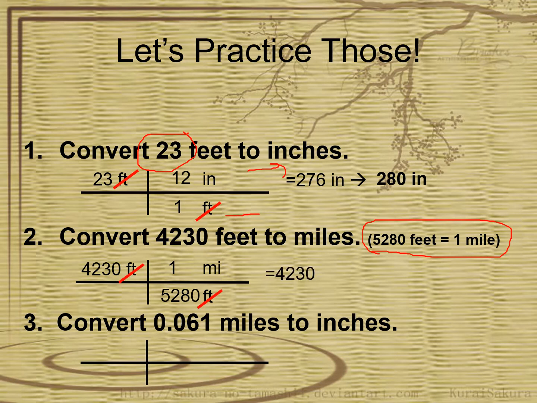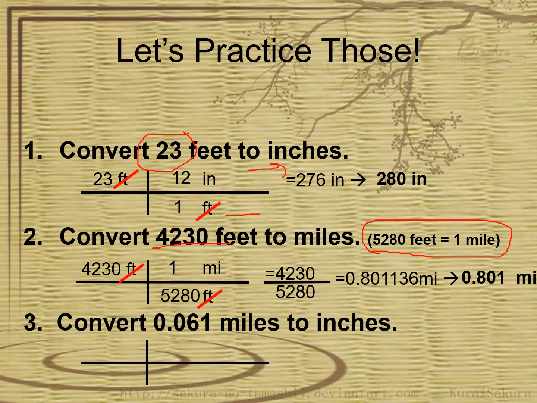The feet cancel out. Then we do some math. You get 4,230 divided by 5,280. Use your calculator, and this is the number that you should get. Well, right away, I know that's way too many figures. So if we look at 4,230, that has 1, 2, 3 significant figures. So our answer can only have 3. So there we go, 0.801 miles.